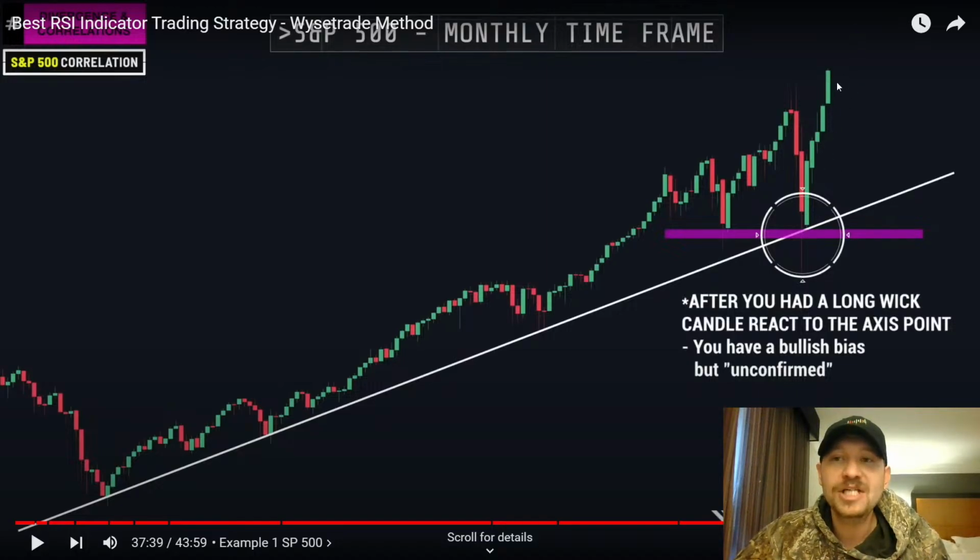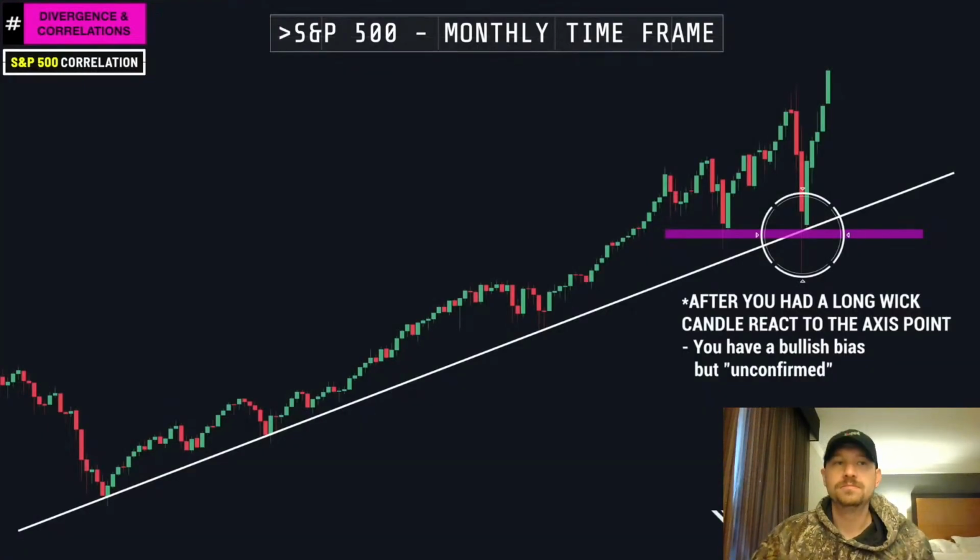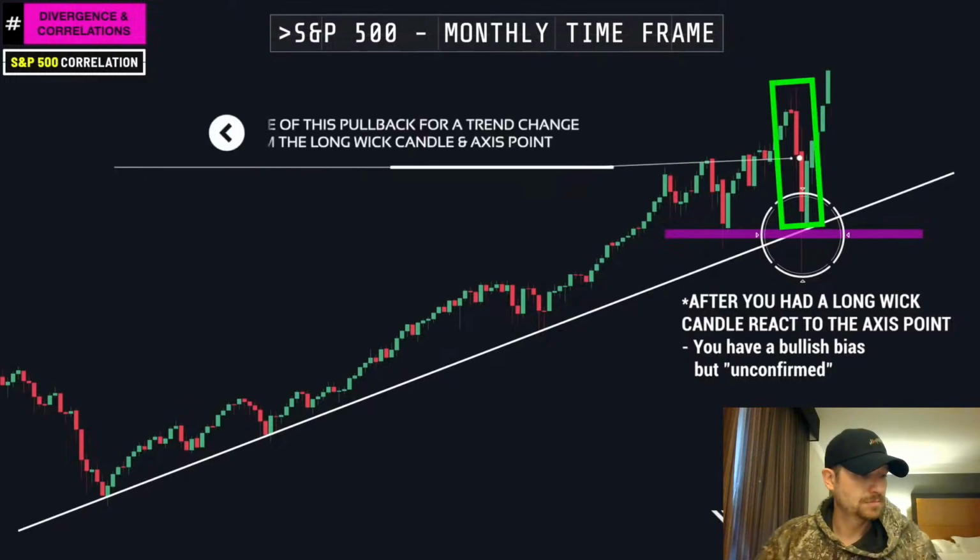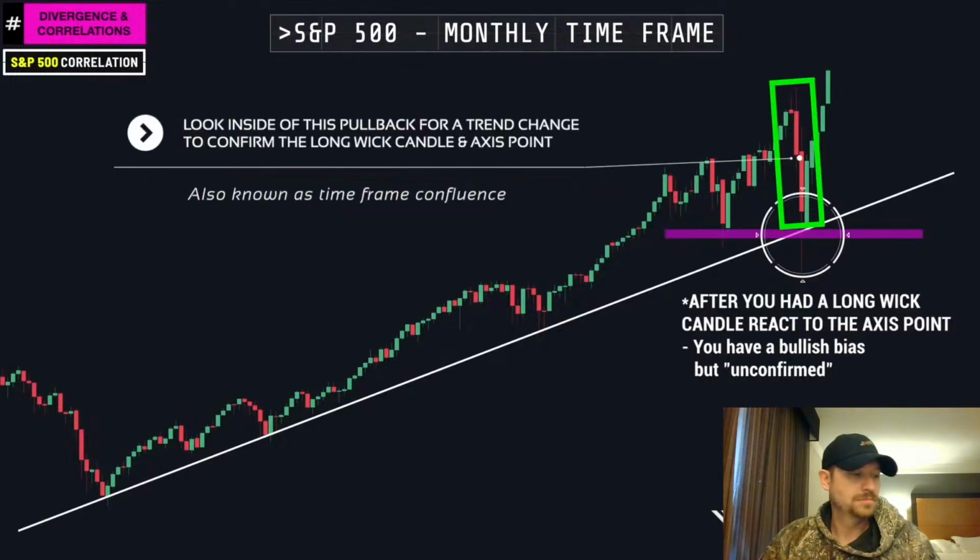Here, this could easily be a 5 or 10% profit on your investment by simply waiting for this confirmation right here, guys. That is a crazy, awesome indication here of exactly what to do. But unconfirmed, because it is the monthly time frame and we don't enter trades on it. So what we needed to do is go to the daily and look for price action that showed a trend change inside of this downtrend.